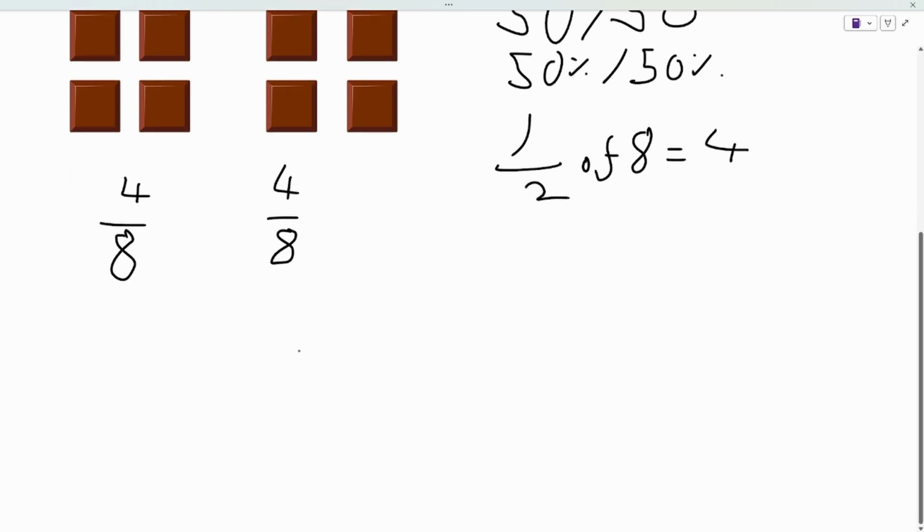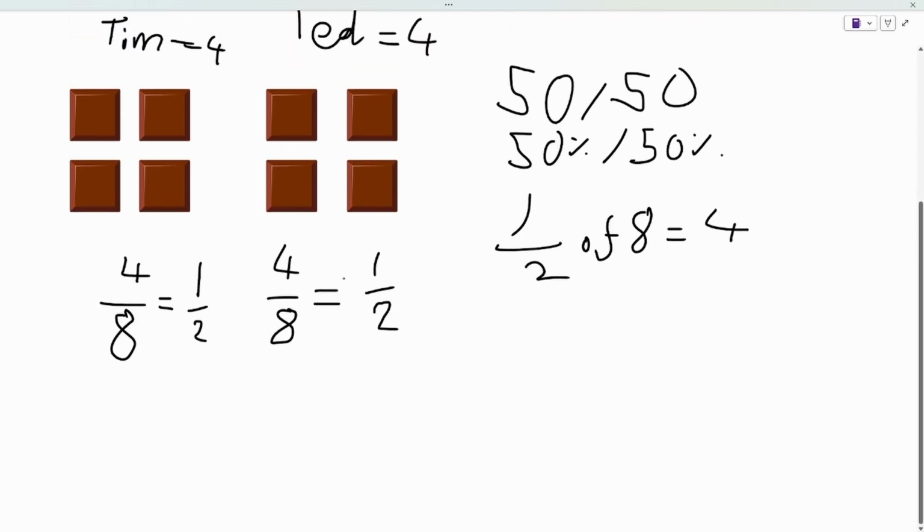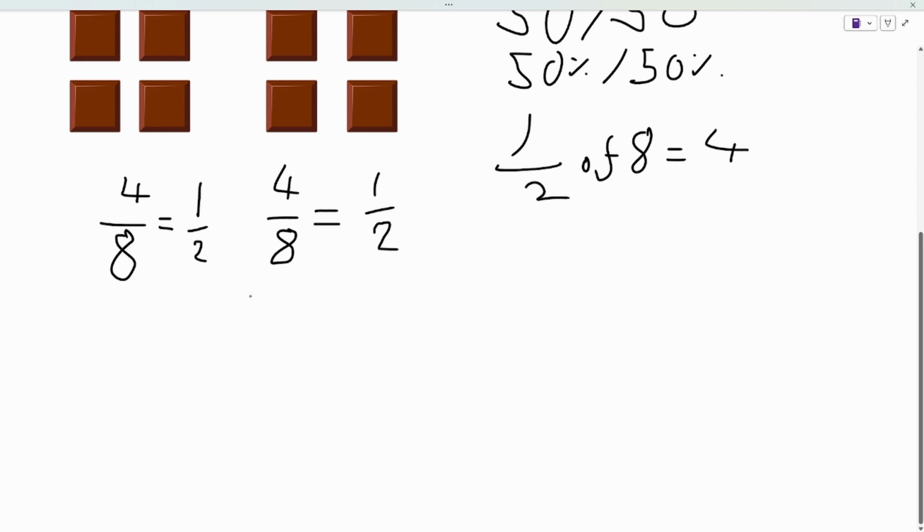And like we always do with fractions, we need to simplify them. So 4 out of 8 simplifies to 1 over 2, or a half, because 4 goes into 4 once, and 4 goes into 8 twice. So they both get a half each. And notice that this half doesn't actually tell us how much chocolate they get. If I said Tim gets a half of the chocolate, you don't know how much chocolate Tim has, right? You don't know how big the chocolate bar is, so how could you? So they both get a half each.